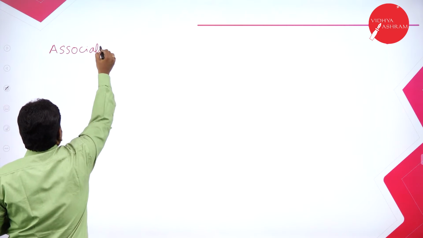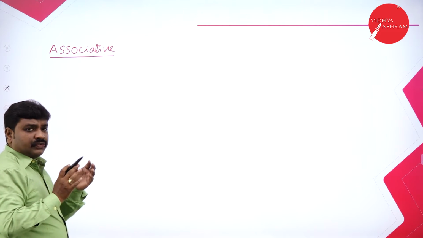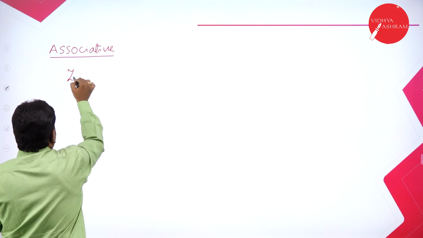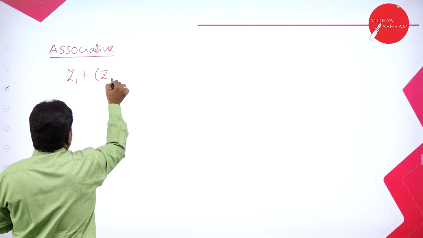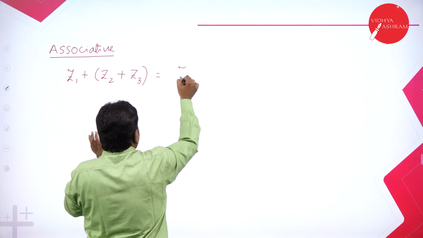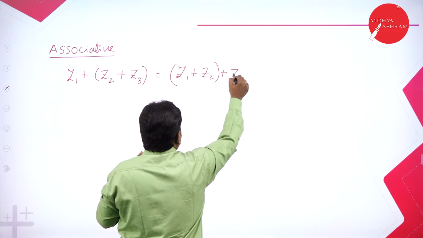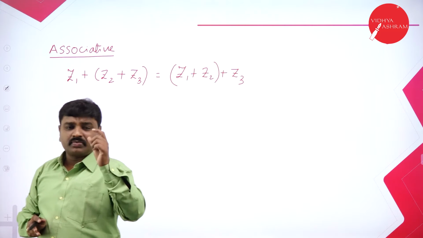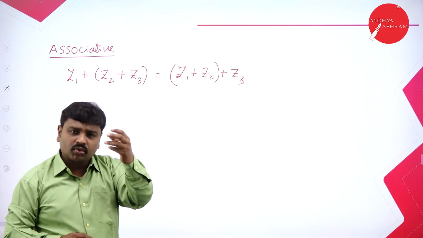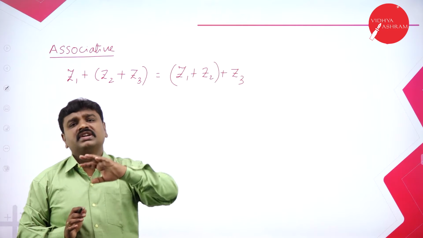So associative, what is associative? Associative means if you add 1 plus 2 plus 3, that is z1 plus z2 plus z3, it will be same as grouping the first two, that is z1 plus z2 plus z3. Both will give you the same result. So first plus second plus third, or first plus second plus third grouped differently, both will give you the same. You can take three complex numbers and add them like this. LHS and RHS will be the same.